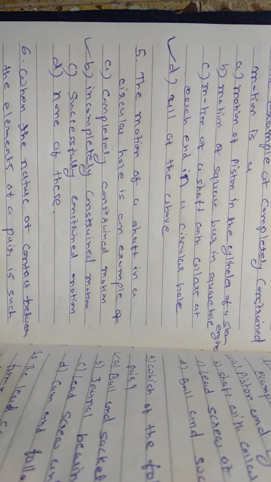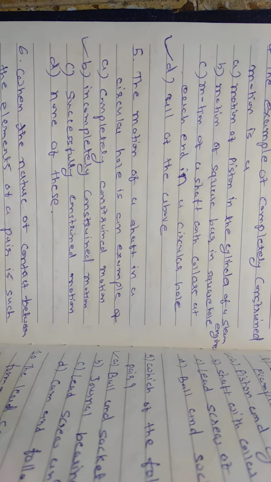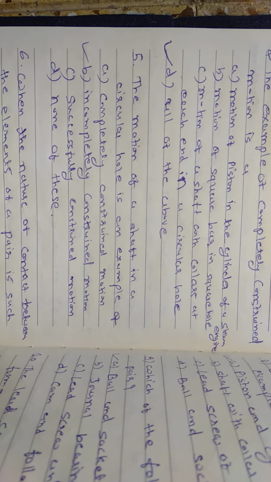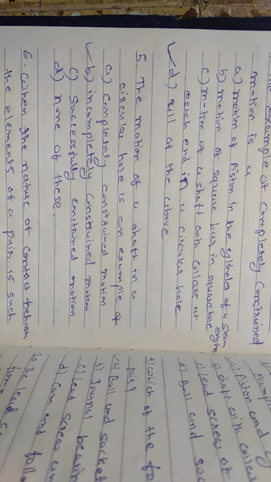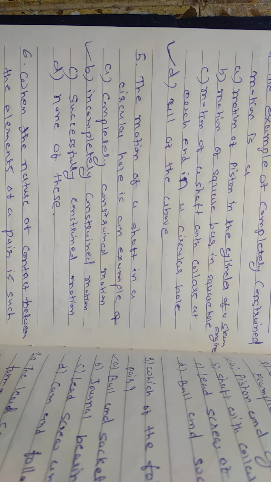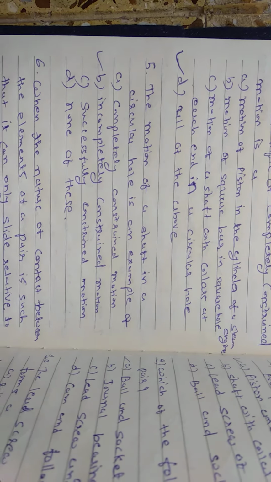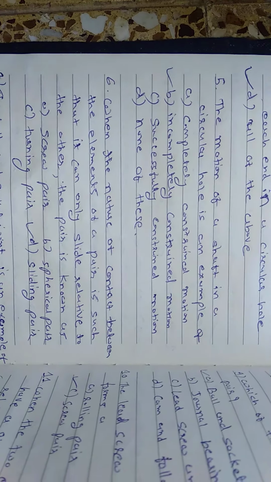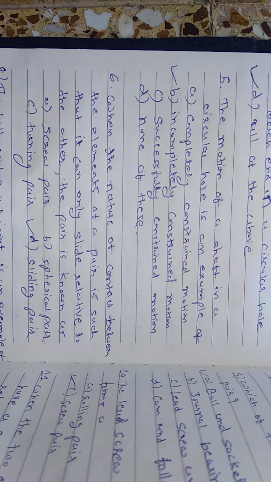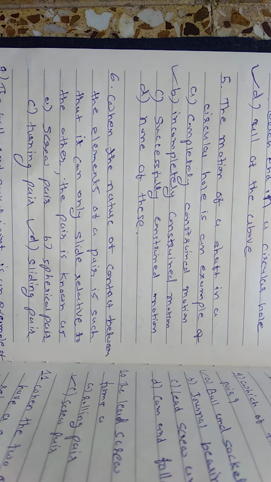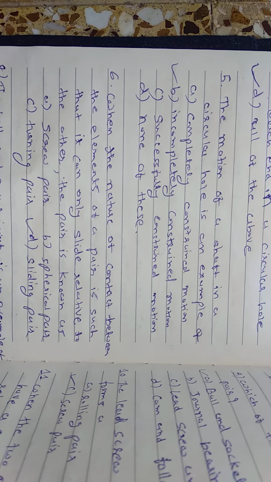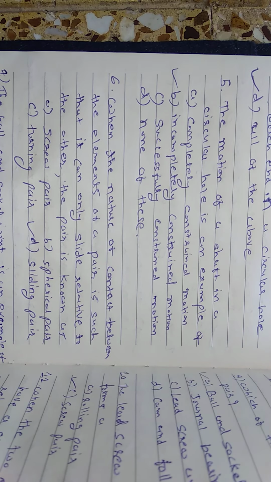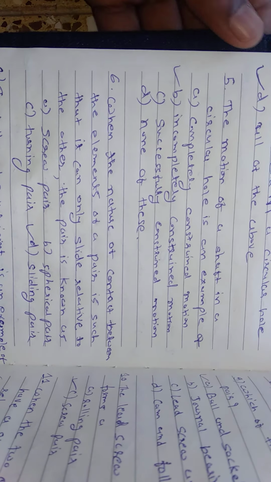Now fifth question: the motion of the shaft in the circular hole is the example of, obviously, incompletely constrained motion, because a circular shaft in a circular hole creates both sliding motion and rotational motion, so it is incompletely constrained motion. Now when the nature of the contact between the elements of the pair is such that it can only slide relative to the other, the pair is known as, obviously, a sliding pair.